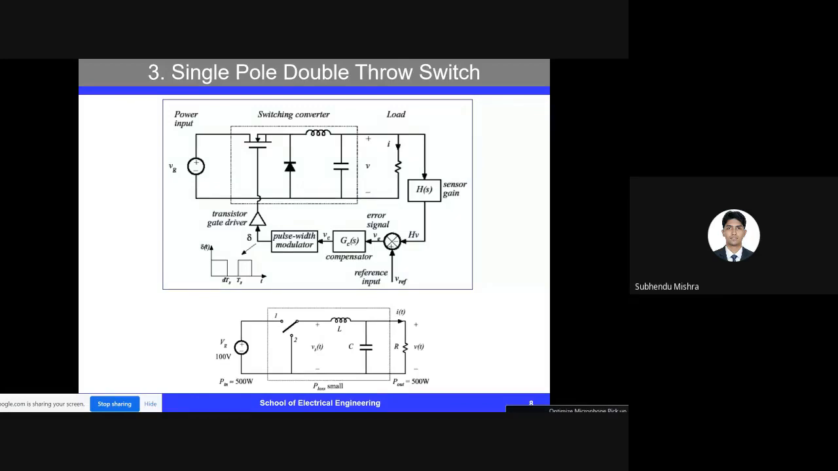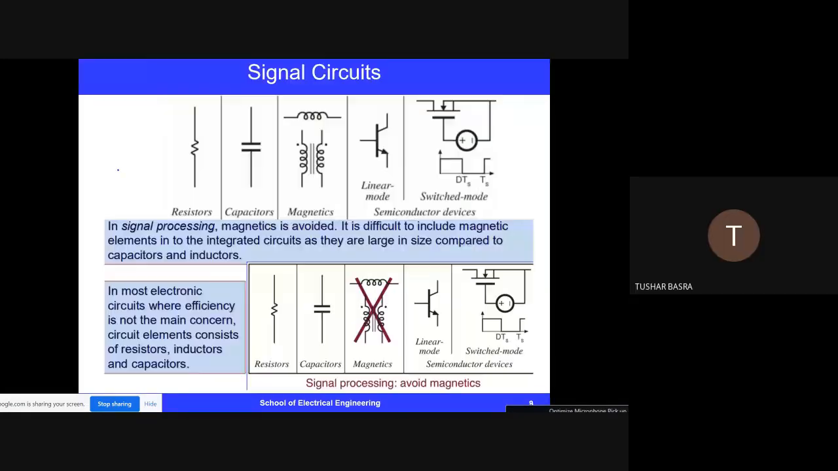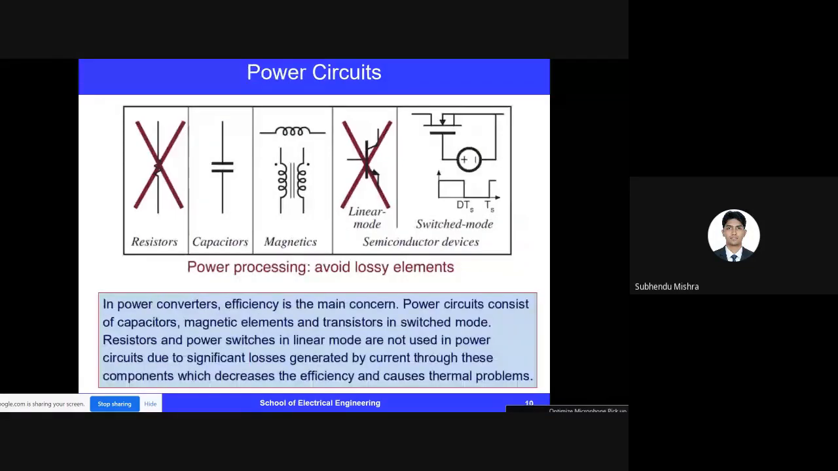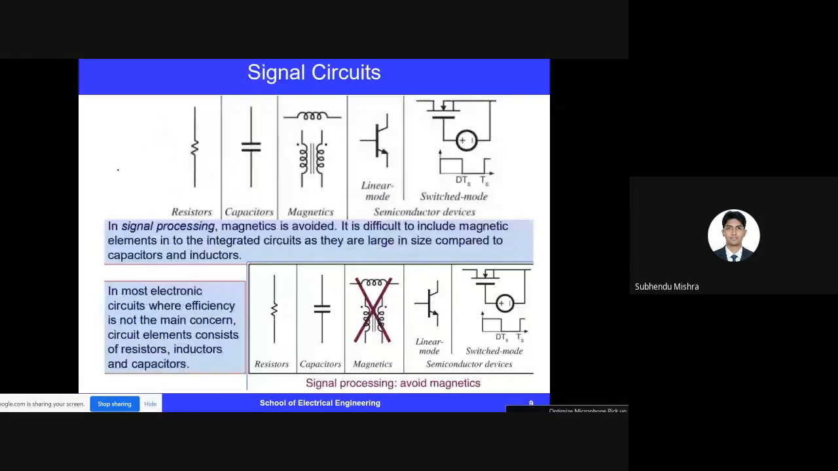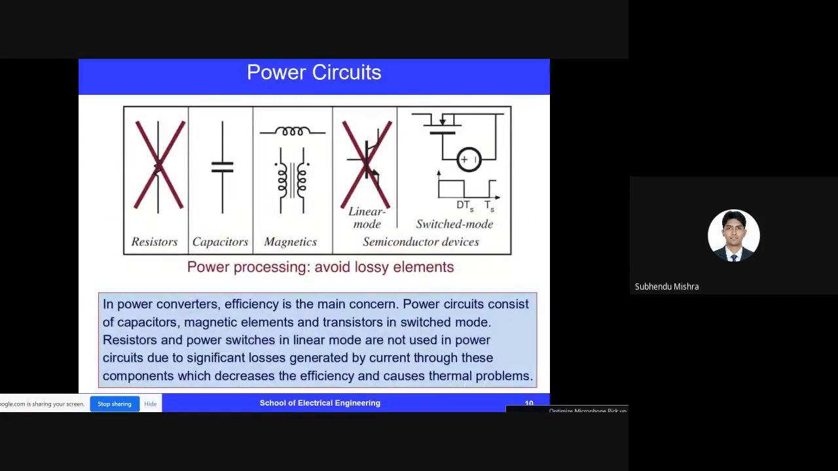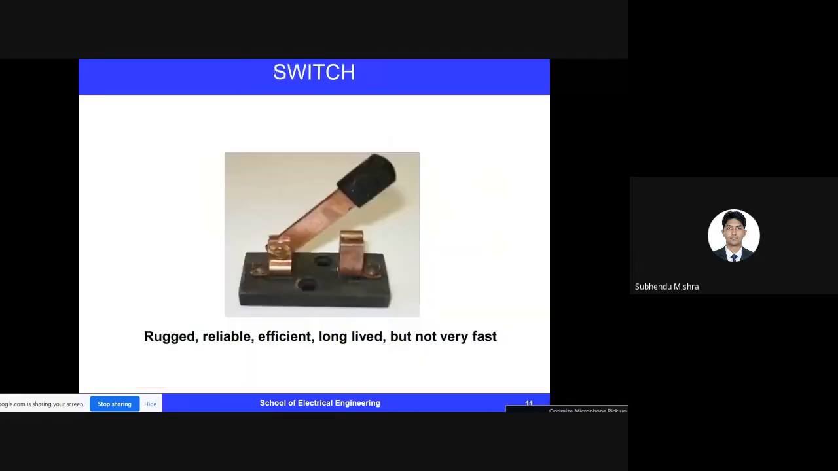Okay, sir. All right, so make note of this, the difference between signal circuit and power circuit, and what kind of mode is allowed in the power circuit, and what kind of mode is allowed in the signal circuit.